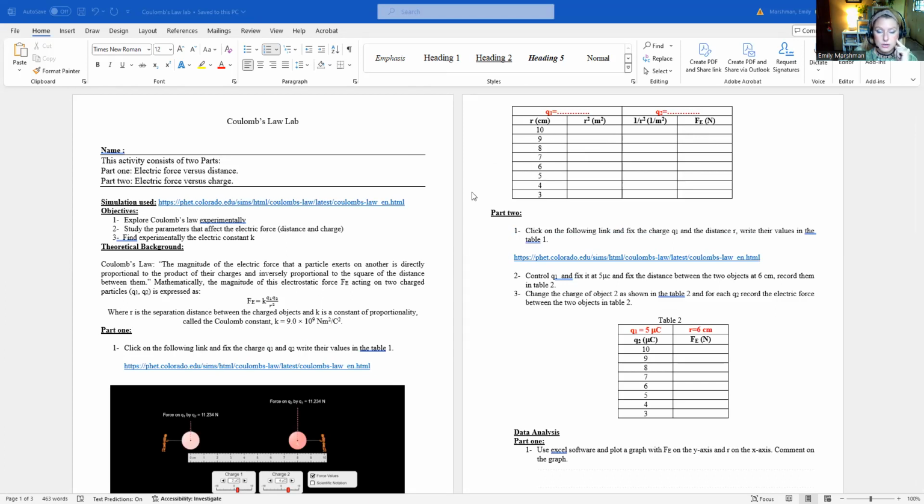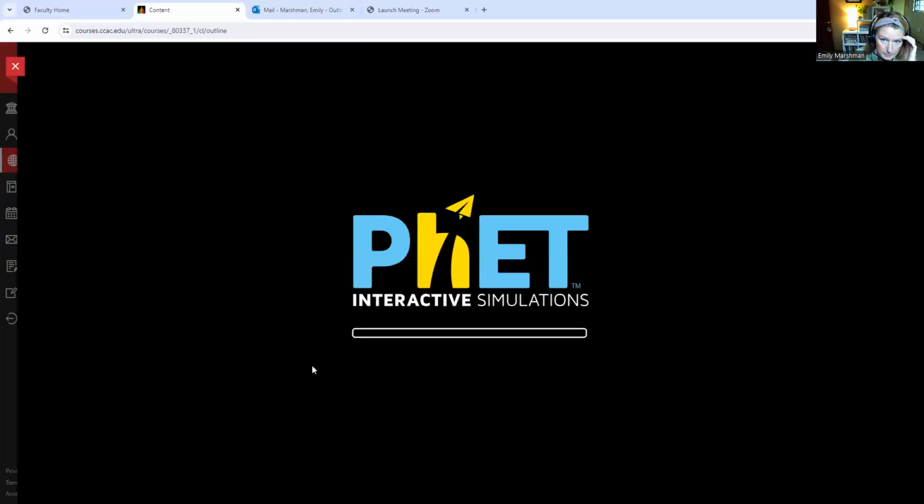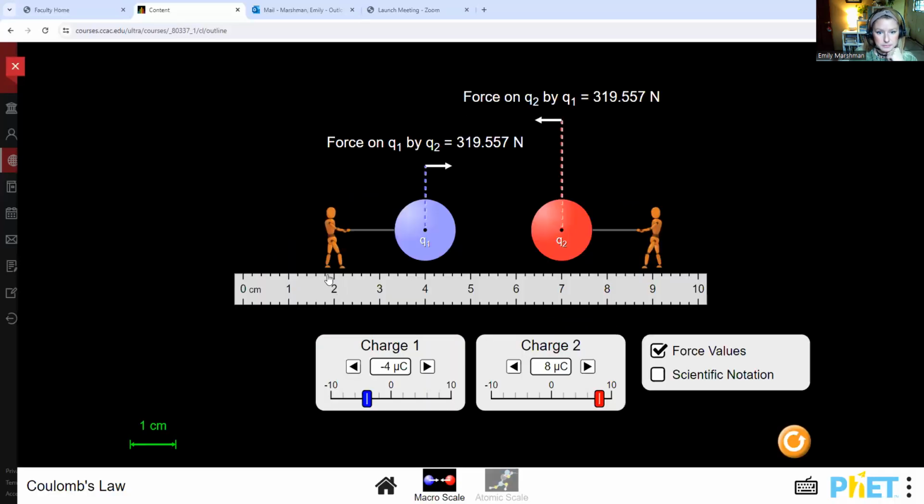So let's go to the simulation. You're going to go into the simulation and just click on macro. You can change the amount of charge. You can make it positive or negative. It doesn't really matter. Let's make them pretty big.